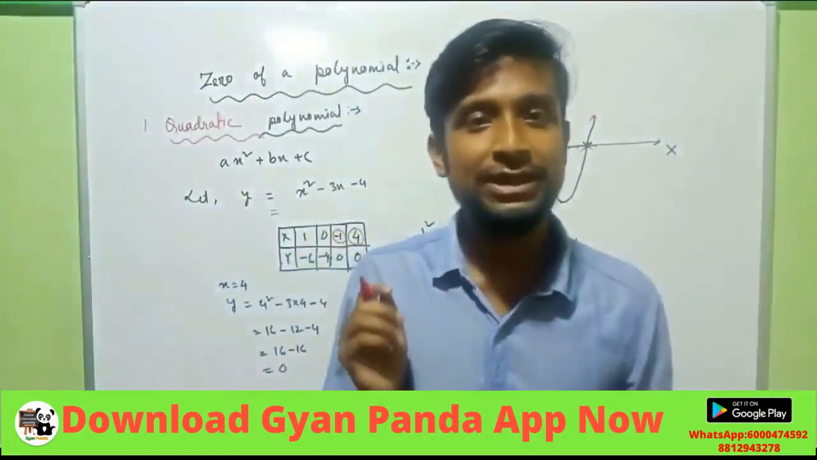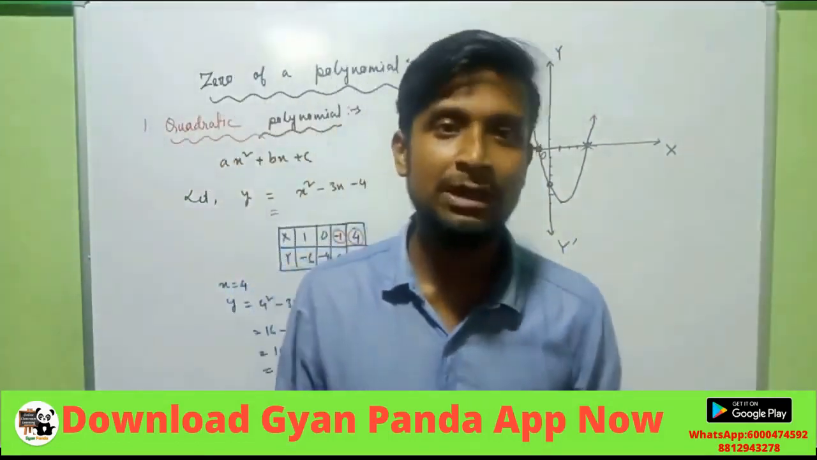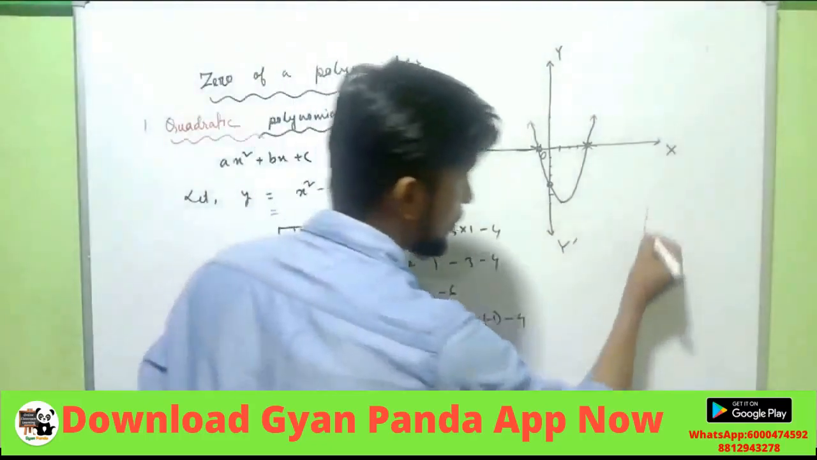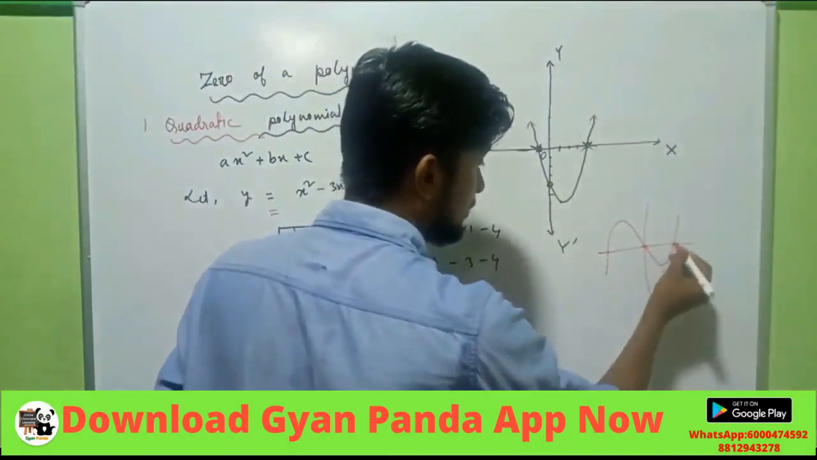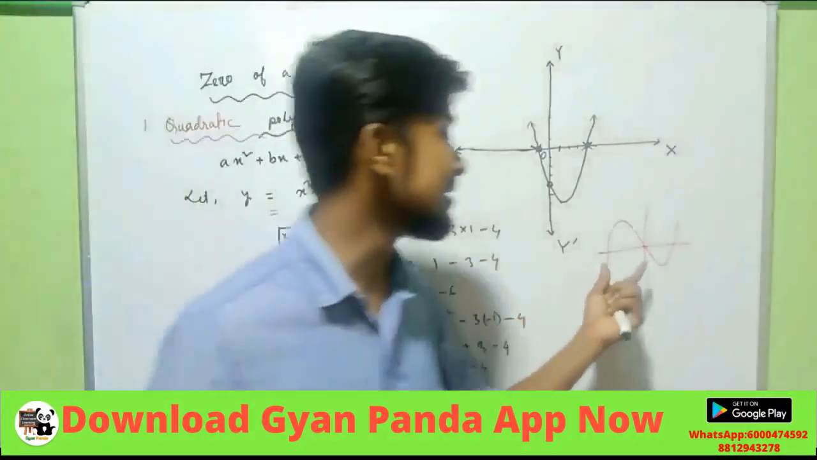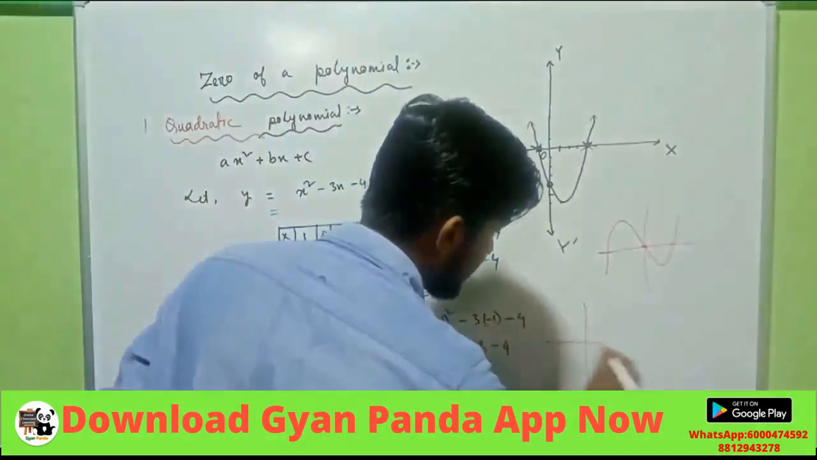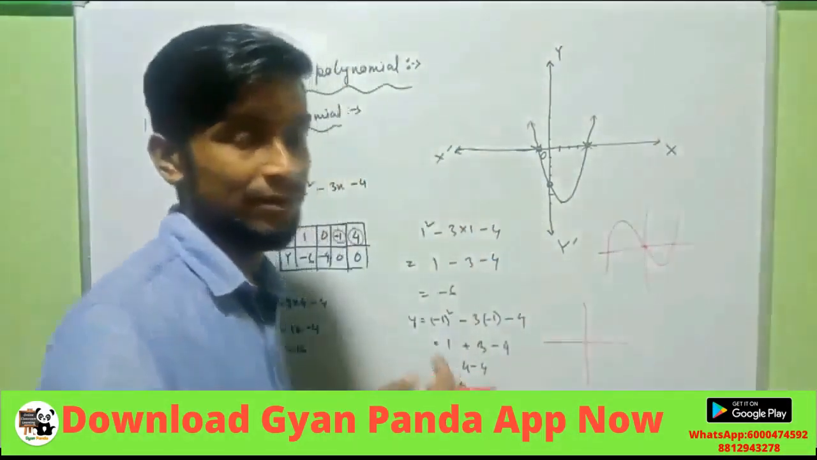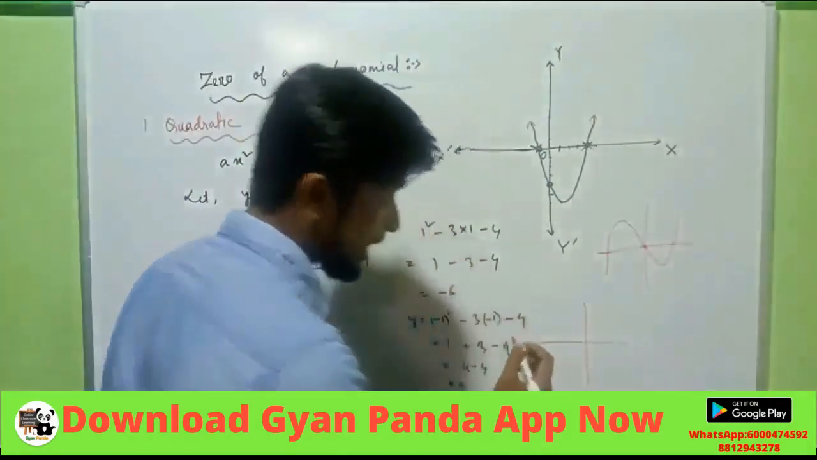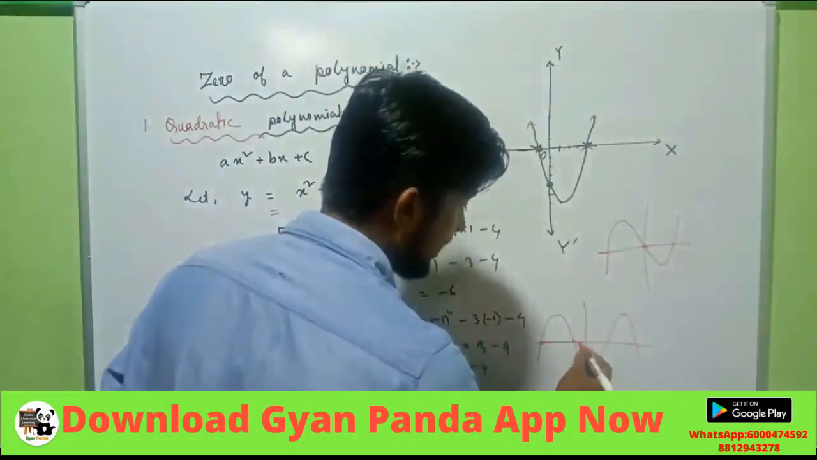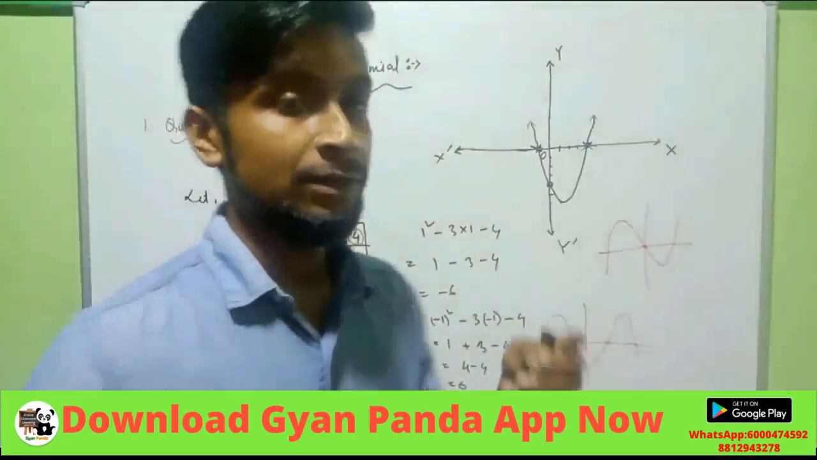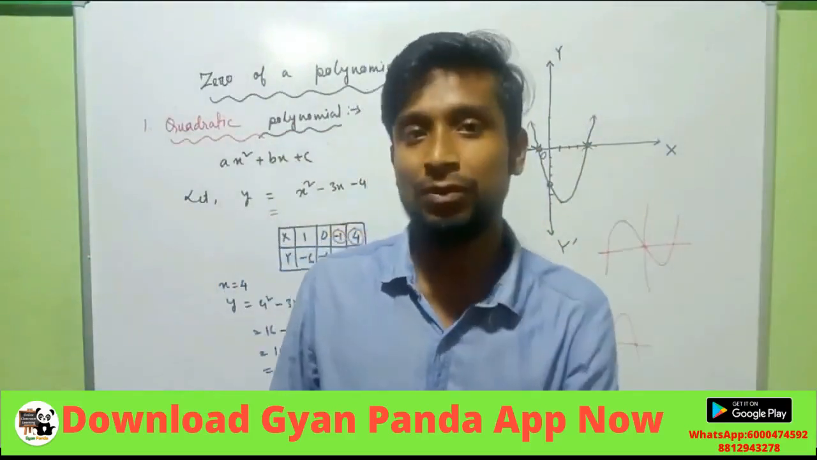Similarly, we can show this for cubic polynomials. In case of a cubic polynomial, the graph will be like this. The graph of the polynomial will cut the x-axis at 3 points, not more than 3 points. In case of polynomials whose degree is 4, the graph of the polynomial will cut at most 4 points.